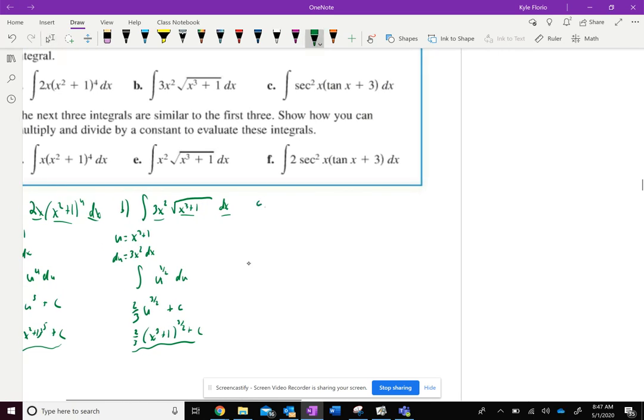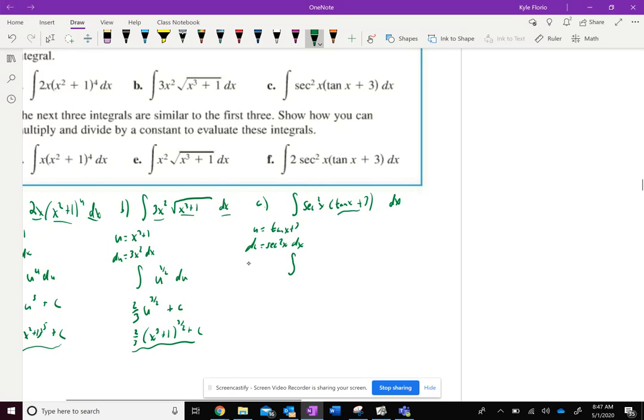And part C. This one I'm going to have to look at my chart. I believe the derivative of tangent is secant squared. So let's take u to be tangent x plus 3. The derivative of that would be, yep, secant squared x. So this one will be not so bad.